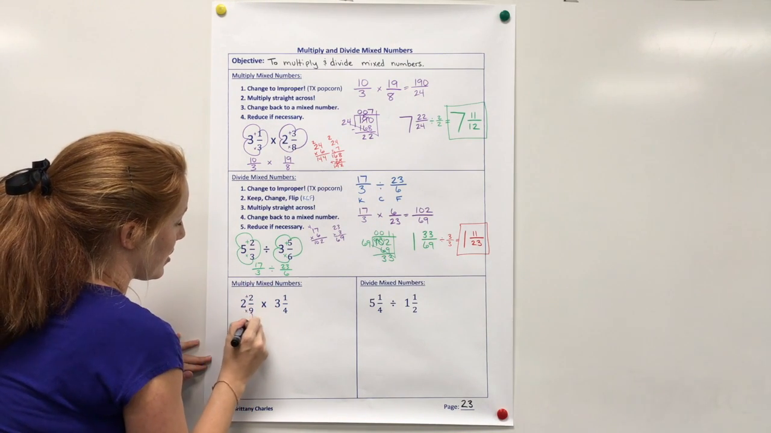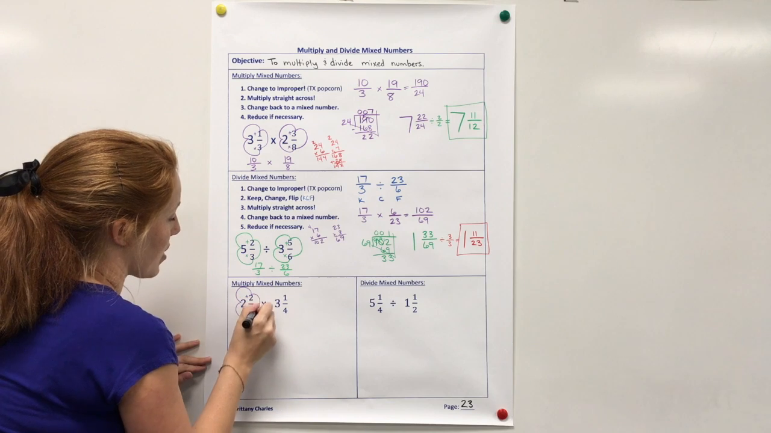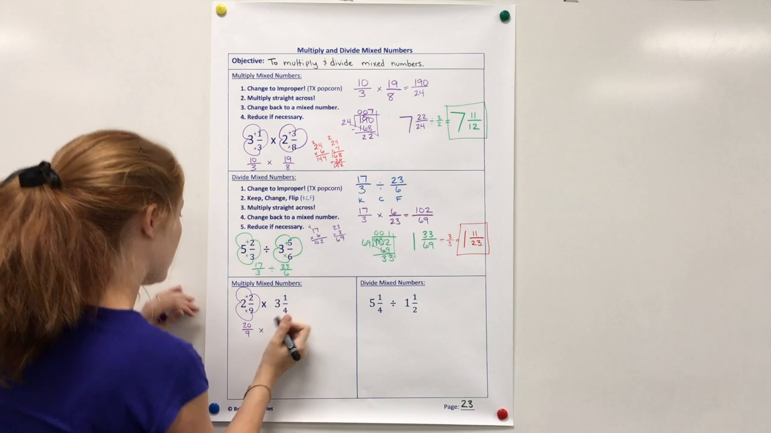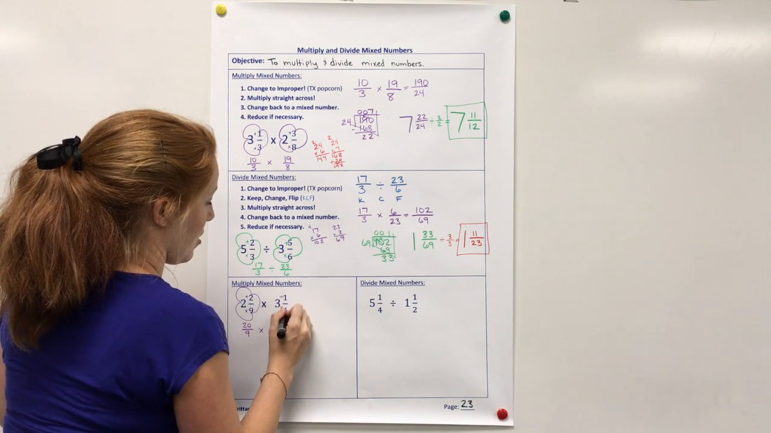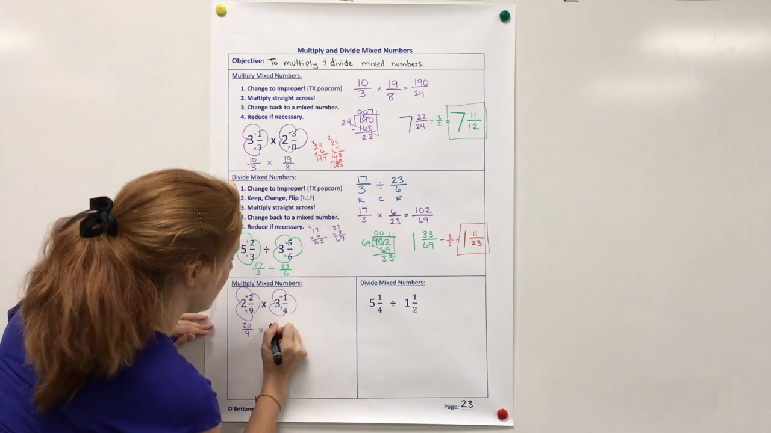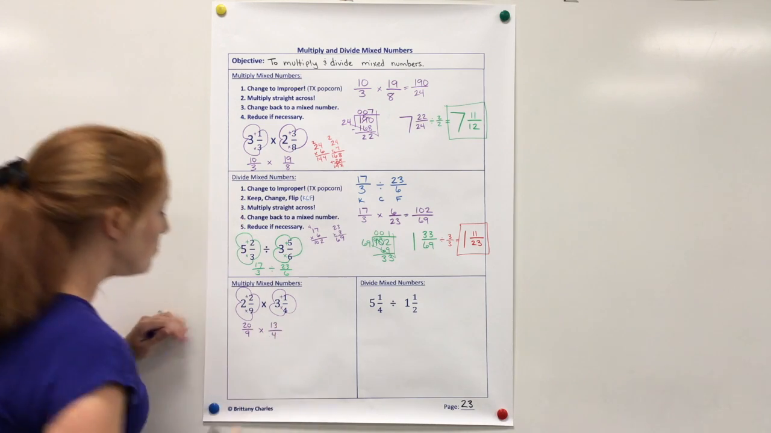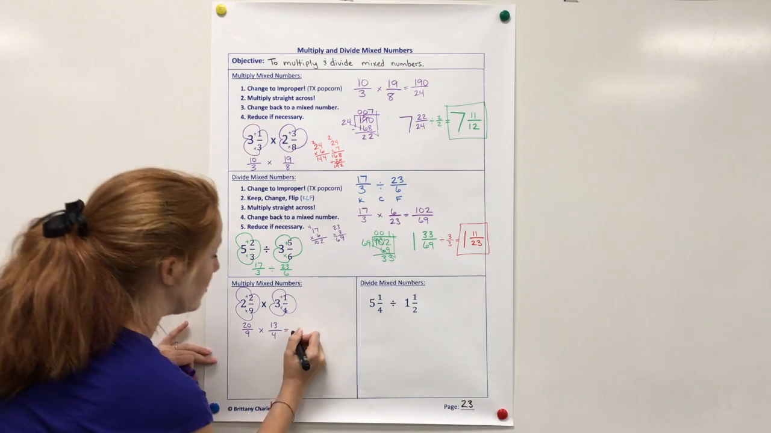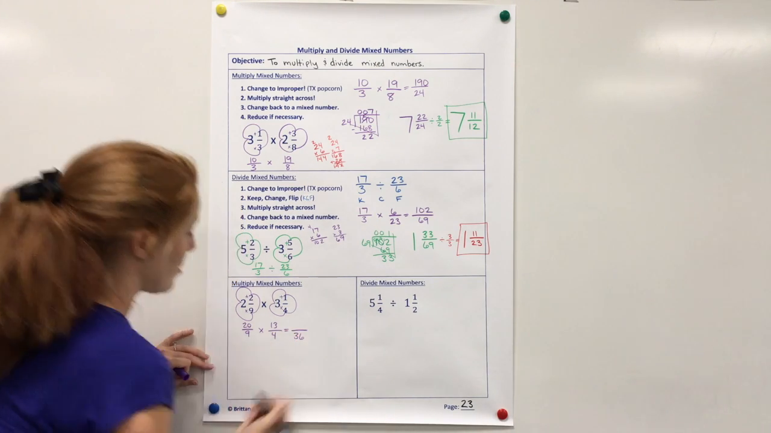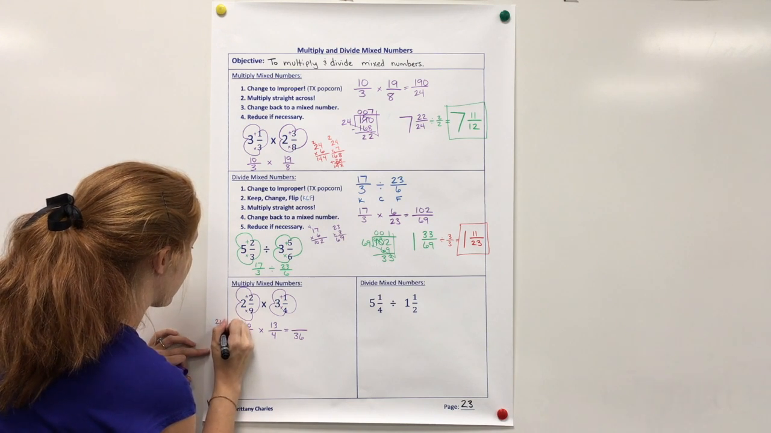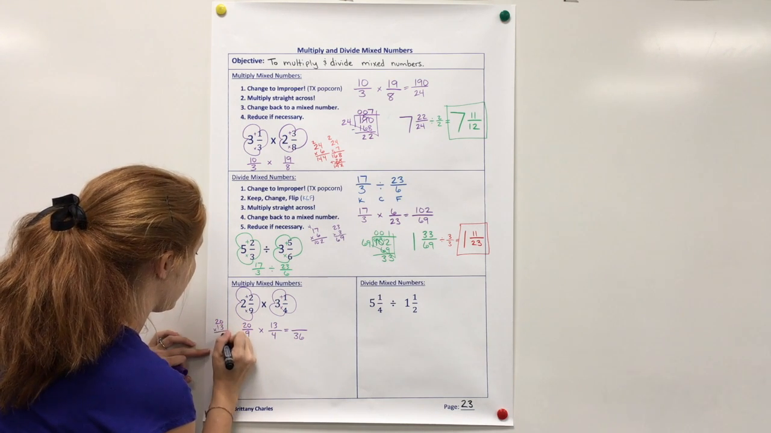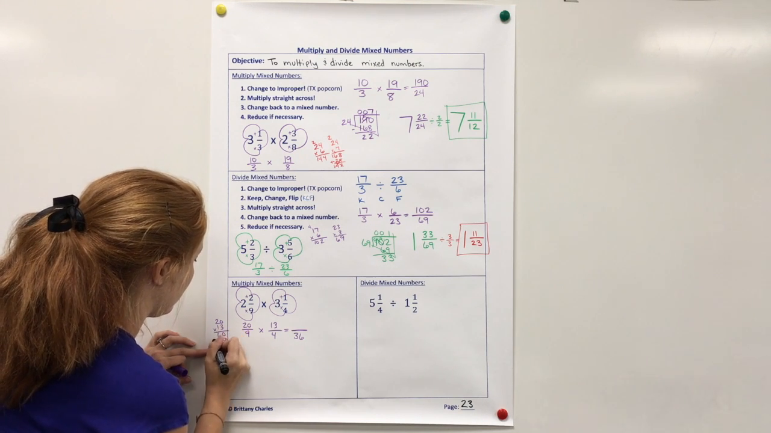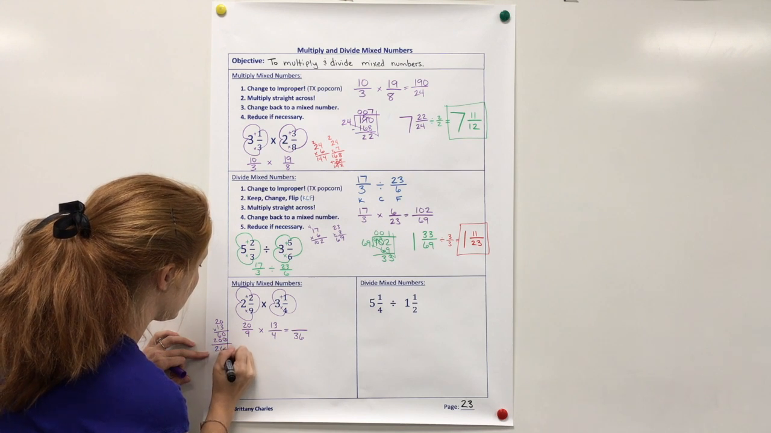Texas popcorn, 18, 19, 20 over 9 times 12, 13 fourths. Okay, now I multiply. 9 times 4 is 36, and I'll do 20 times 13 over here, 0, 6, placeholder, 0, 2, 260.